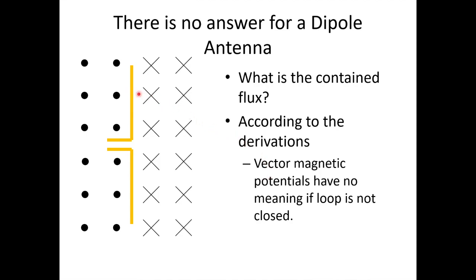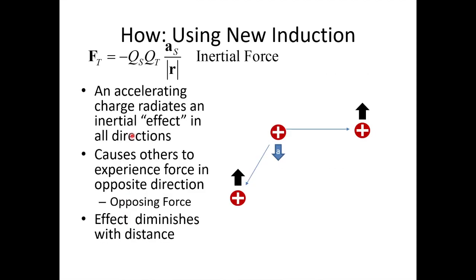Okay, this is not a problem for Neumann induction. Neumann induction does not talk about the flux lines enclosed. Neumann induction talks about everything pretty much occurring where the wire is. And because of that, we don't violate locality. So let's talk about how we use Neumann induction to explain how inductors work using the inertial force model.